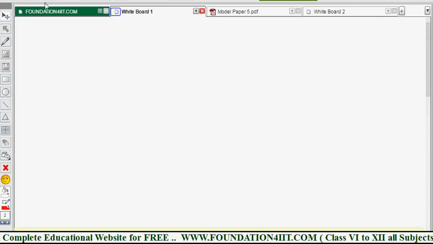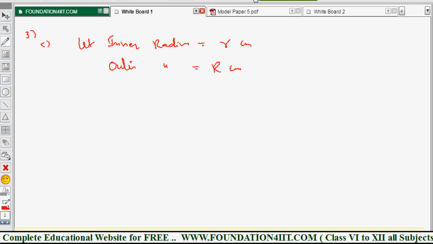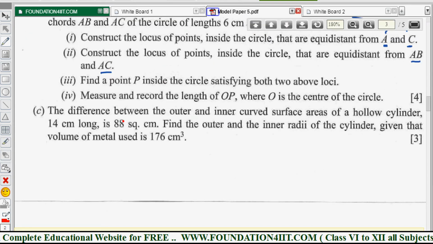So in this, if you take the given data, let the inner radius be small r centimeters and the outer radius be capital R centimeters. Let's take this. Then according to the question, the difference between the outer and inner CSA, the curved surface area of the hollow cylinder.